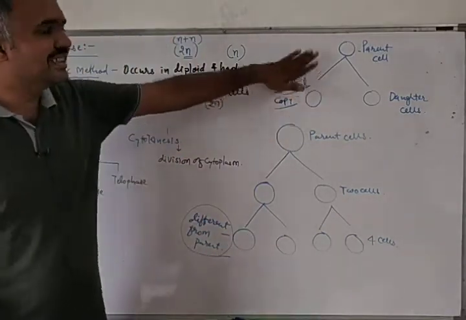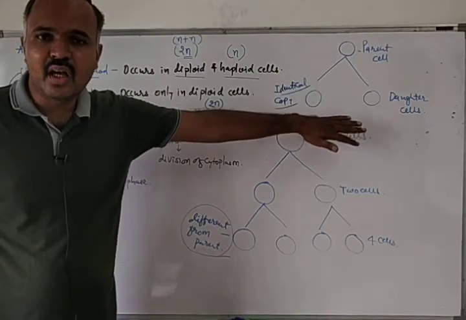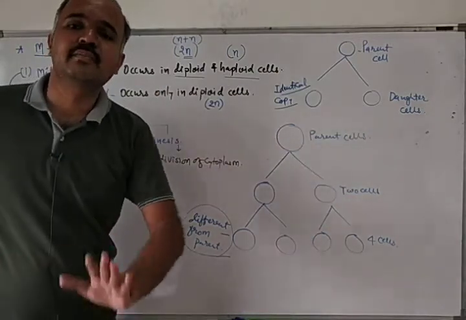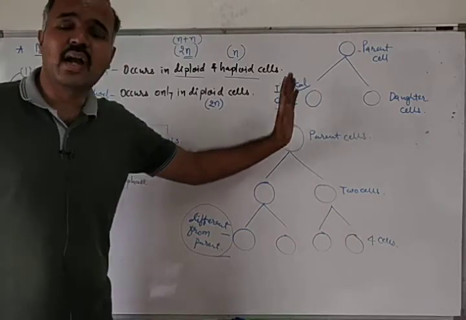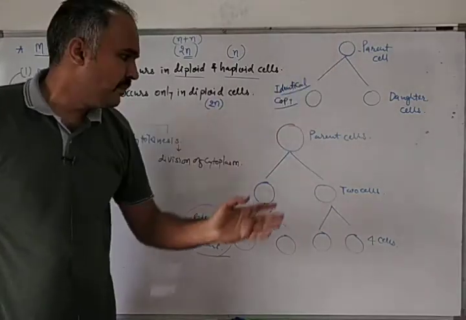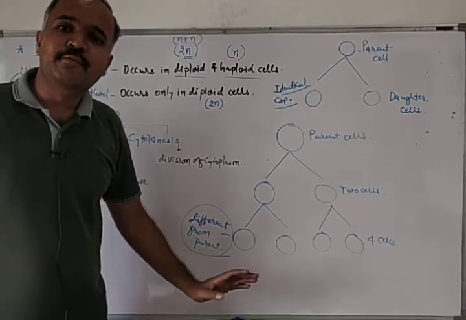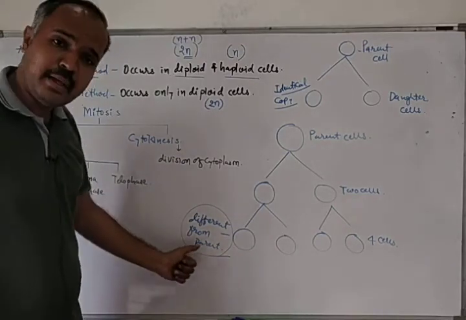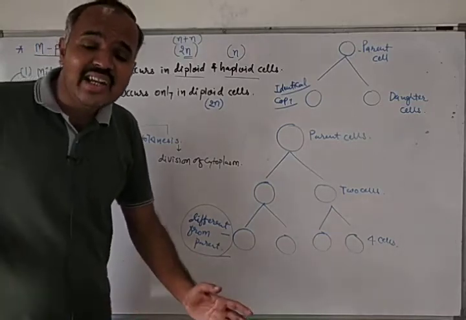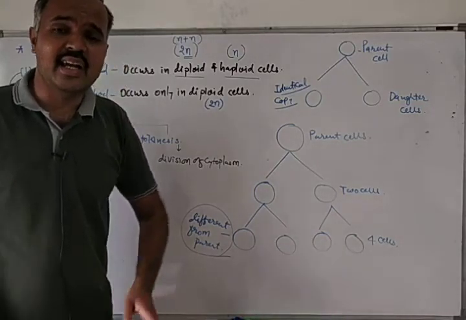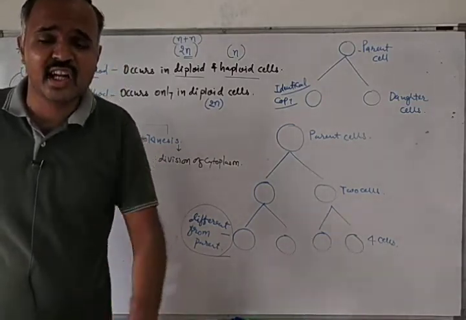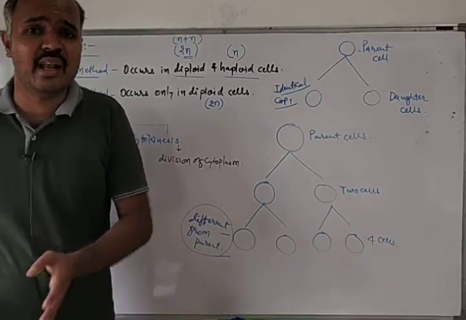So when the cell divides by a mitotic method, the resulting daughter cells will be copy or identical to the parent cell. But when the parent cell divides by a meiotic method, the resulting 4 daughter cells are different from their parent. They are not identical to the parent. So this is the key difference between mitotic method and meiotic method.